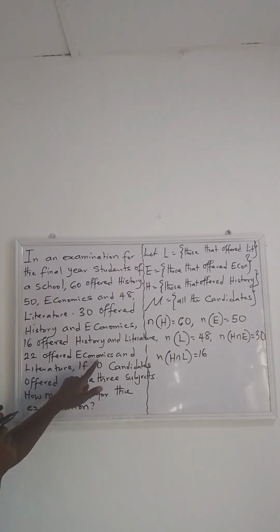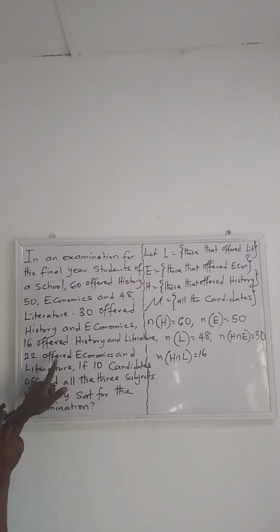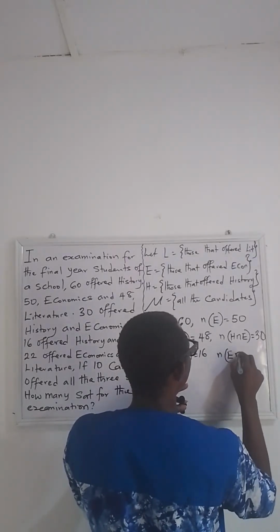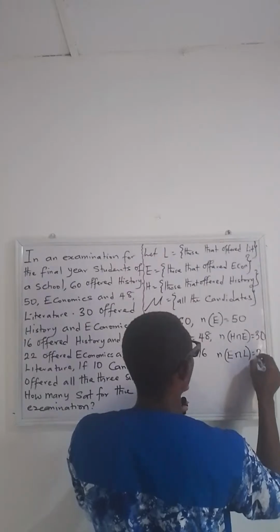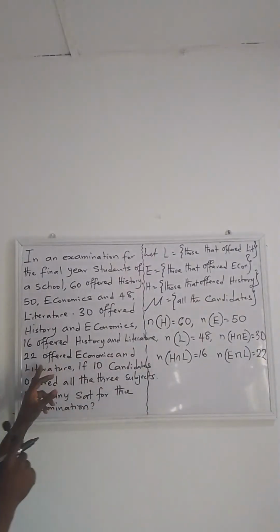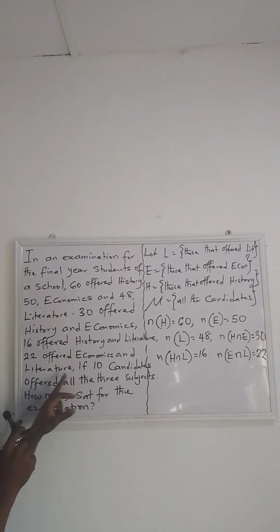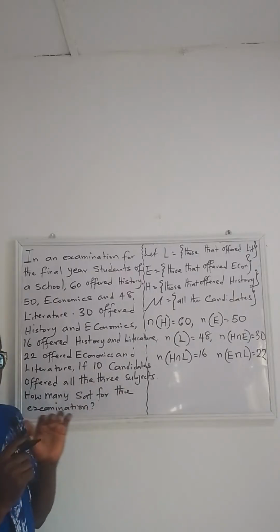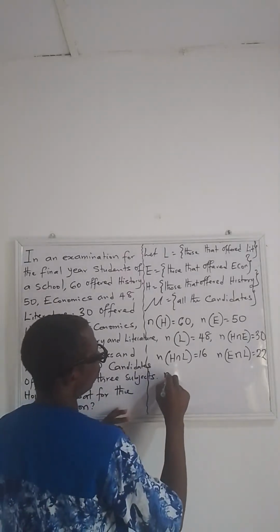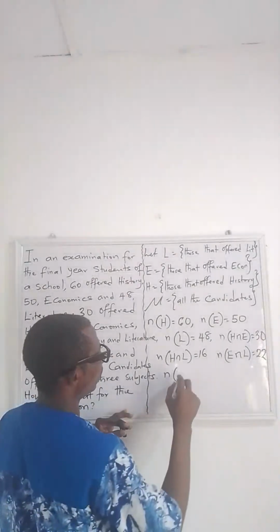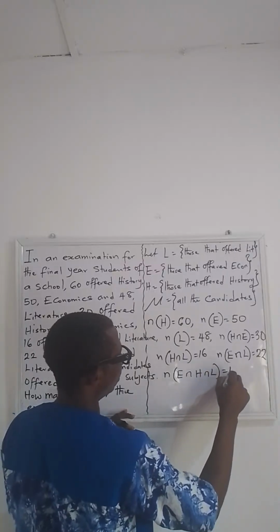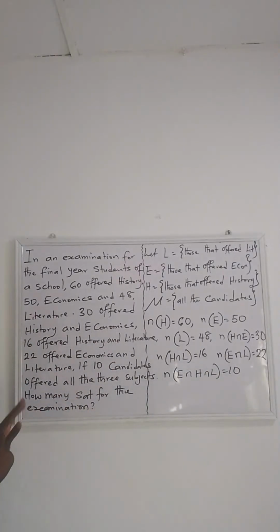Now let's move on. 22 offered economics and literature. So the number of those that offered economics and literature is 22. Now, if 10 candidates offered all 3 subjects, the number of those that offered all 3 subjects, E intersection H intersection L, is 10. So we are given the number of those that offer the 3 subjects.